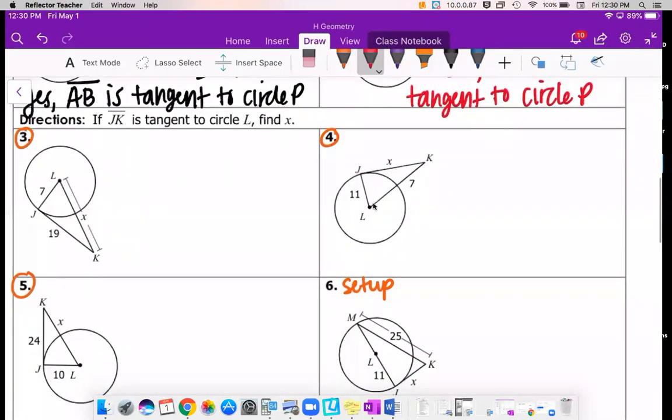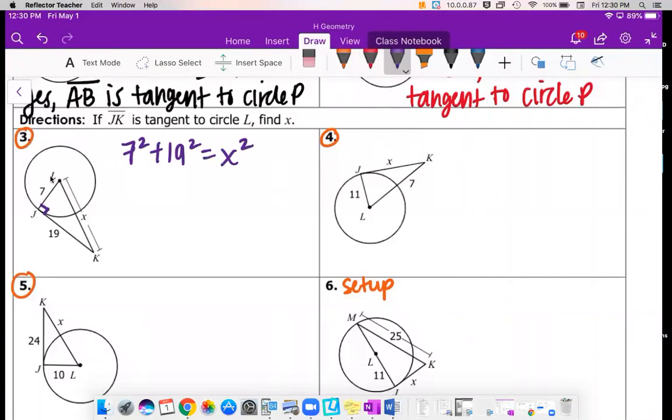All right, so now this one says if JK is tangent to circle L, then you want to find x. We know that JK right here is tangent to circle L, so that means this creates a 90-degree angle. What we're trying to do is solve for x. If this is a 90-degree angle, we've got our right triangle and we can just do the Pythagorean theorem again. So 7 squared plus 19 squared equals x squared.